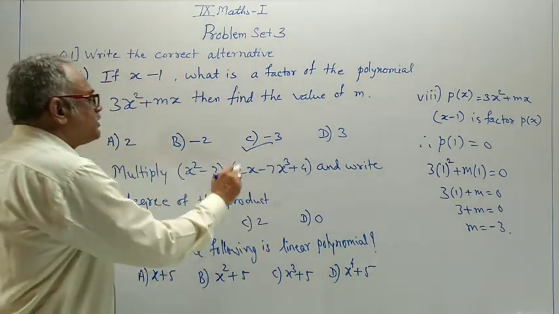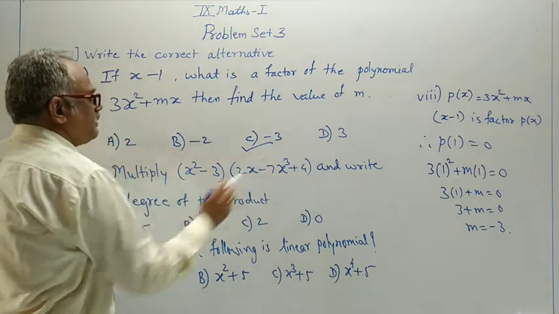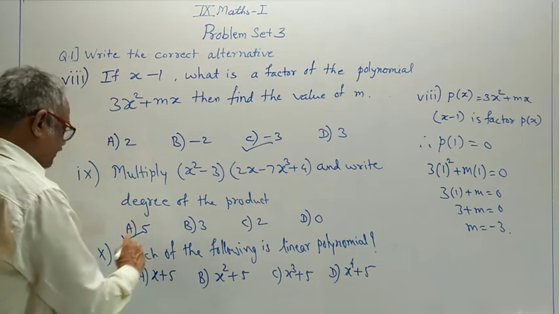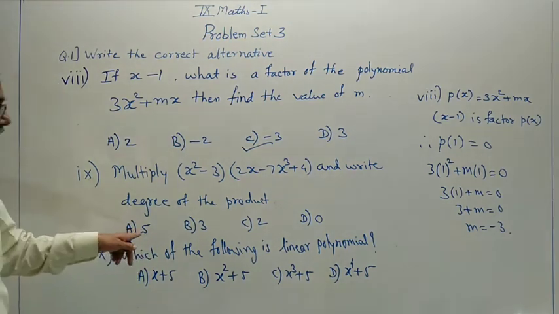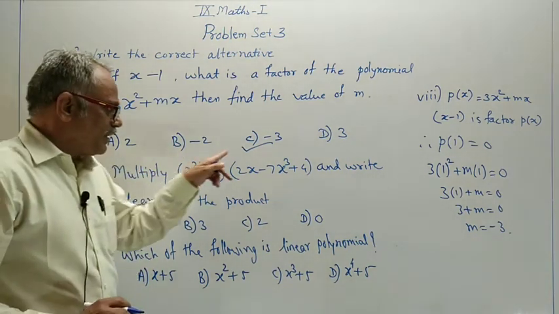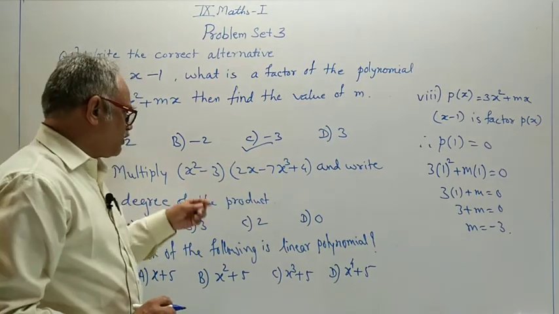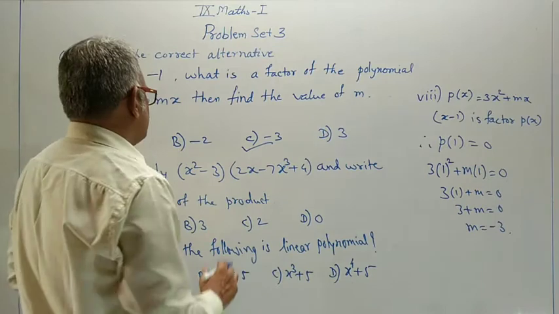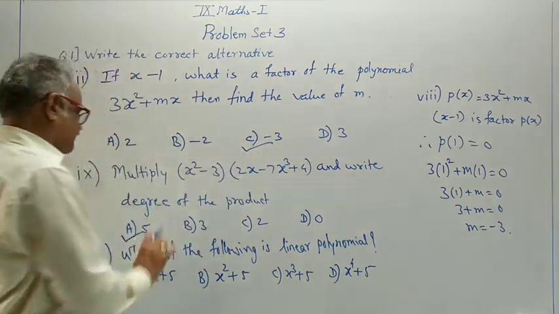So what is the degree of the product? Addition of these two degrees, 2 plus 3, 5. So is 5 given anywhere? Yes, A is only given 5. Do you understand how it is 5? The degree of the product of two polynomials is equal to the sum of the degrees of those two polynomials, 2 plus 3.